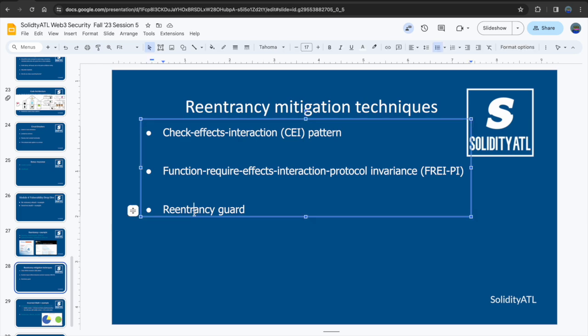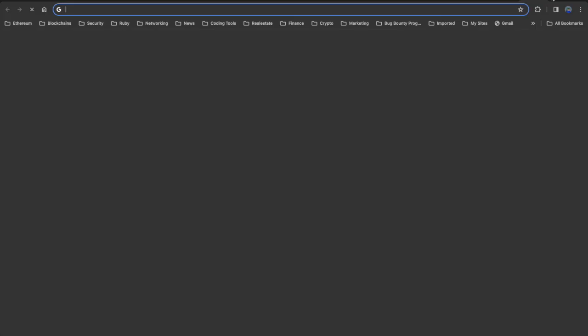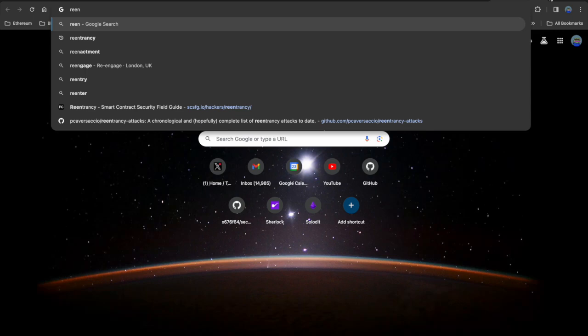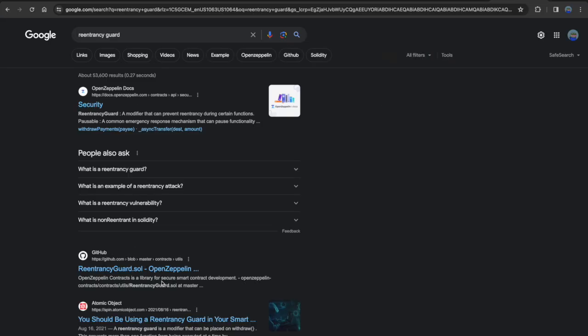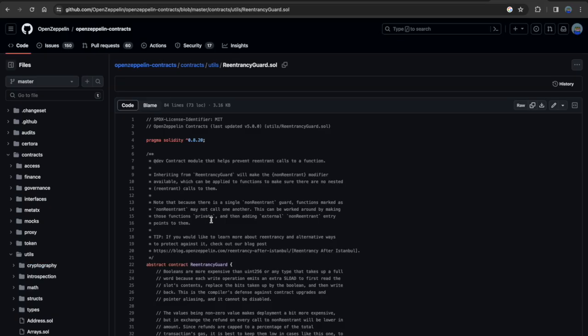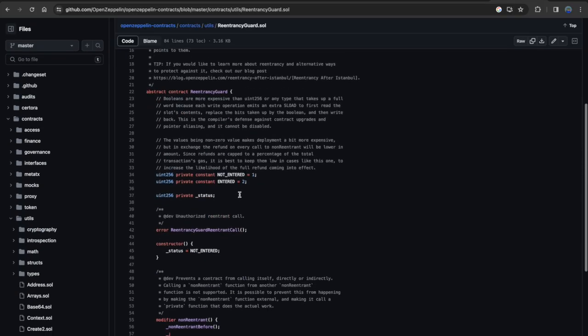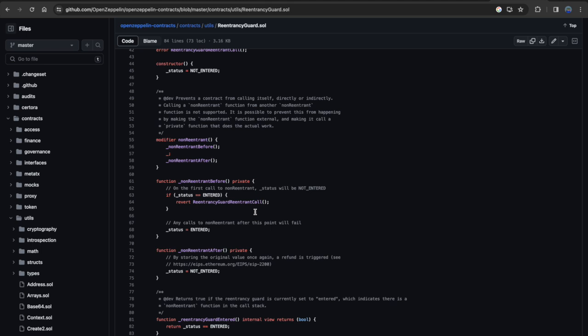And then lastly, you can use a re-entrancy guard. I know we talked about this, but let's just take a look at this code. So here's a re-entrancy guard. Essentially, when you include this in your contract, you use this non-reentrant modifier. It prevents someone from being able to call back into itself.